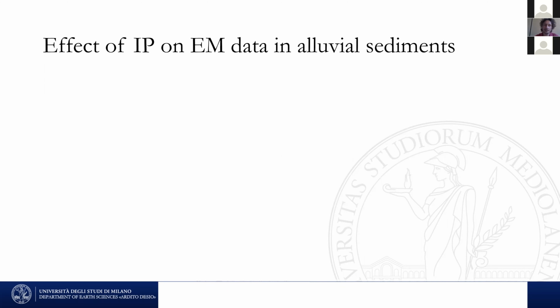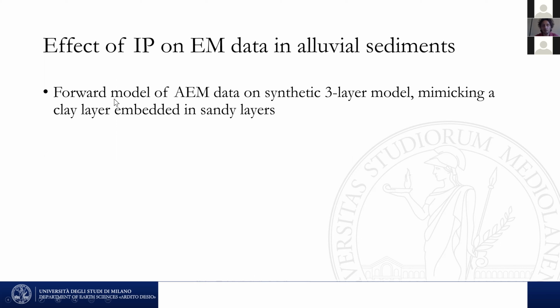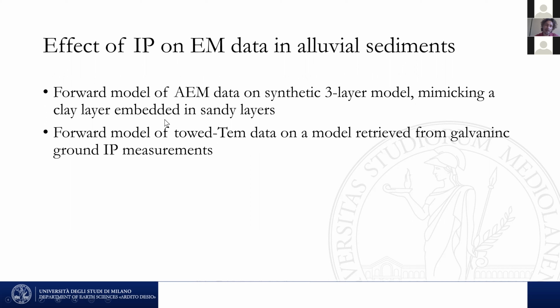So here the idea is to do a forward model of airborne EM data using a synthetic 3-layer model. We describe this 3-layer model in terms of hydraulic properties, and then, using this petrophysical relation, we transform these hydraulic properties into electrical properties, and then we see what the forward data will be with these properties. Then I'm going to do another example. In this case, we do a ground-based towed system, always an electromagnetic system, where we do a forward model of data using the IP model retrieved from galvanic data.